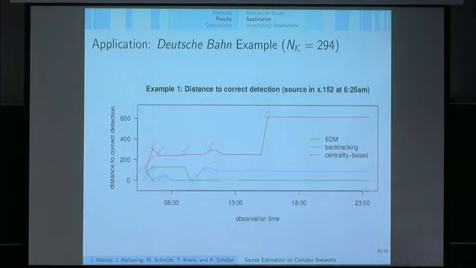In comparison, the centrality-based method thinks first it's something 300 kilometers away, and then it's going even 700 kilometers away, which is essentially at the other end of Germany. You have an expansion of Germany from the far south to the far north. It's around 800 kilometers, I would guess.